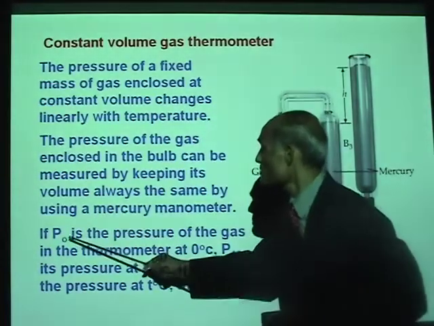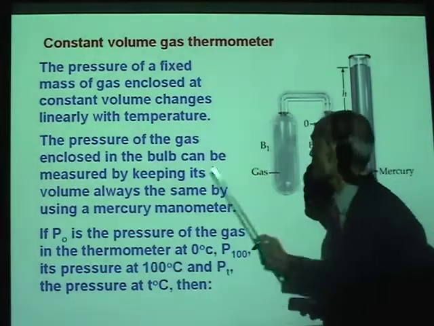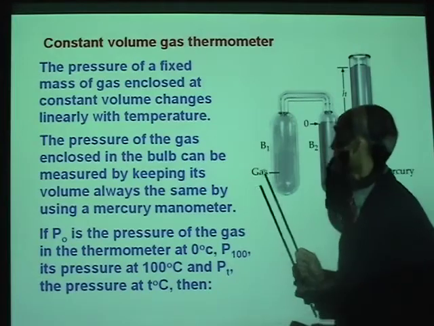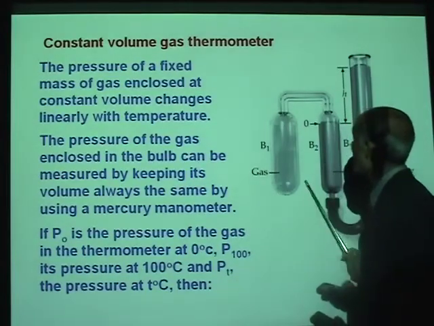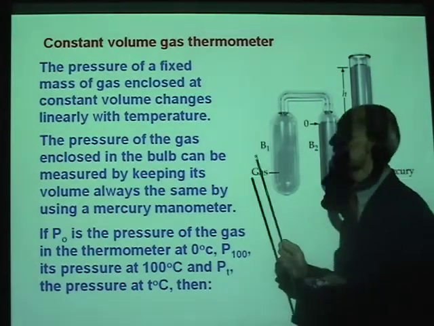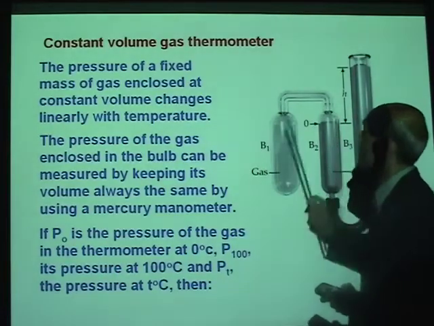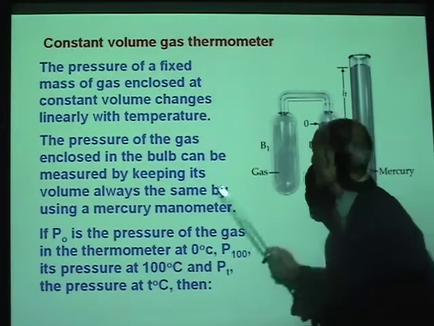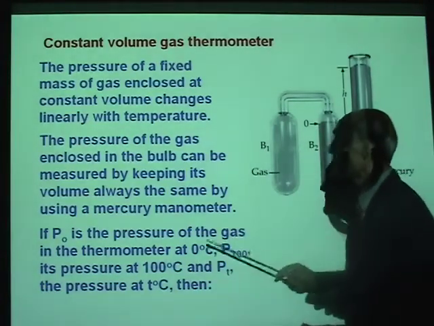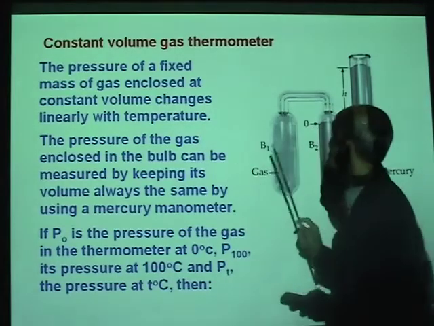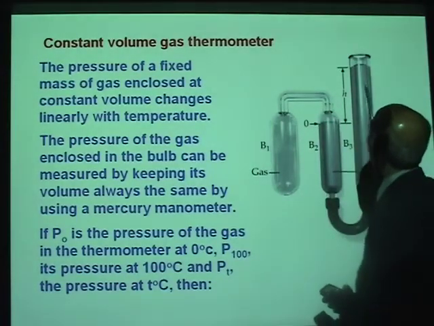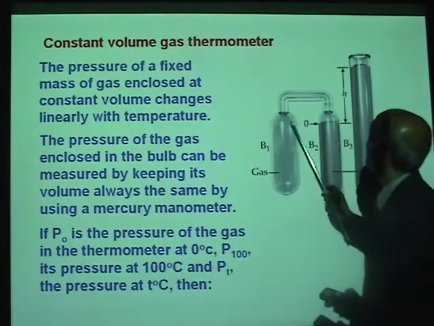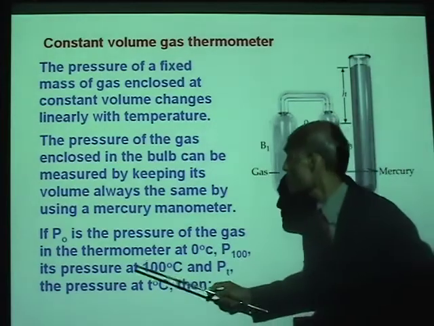Now, if P0 is the pressure of the gas when the bulb of the thermometer is covered in melting ice, you see, cover the bulb of the thermometer in melting ice and measure the pressure of the gas, and that would be P0. In the same way, cover the bulb of the thermometer in steam at atmospheric pressure. Again, change the level of the mercury to bring it to the fixed mark and measure the pressure. That will be P100.